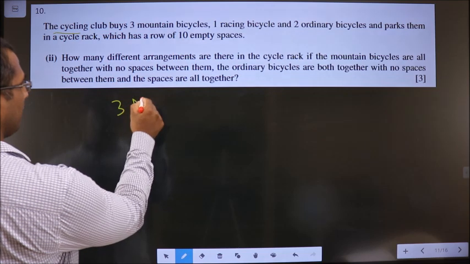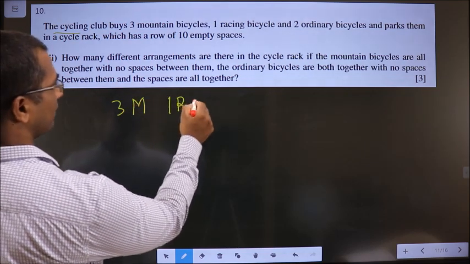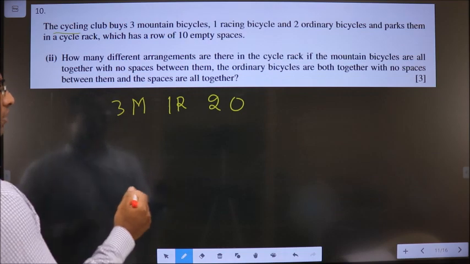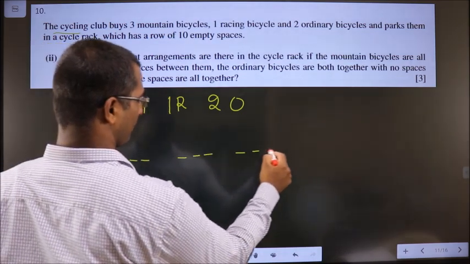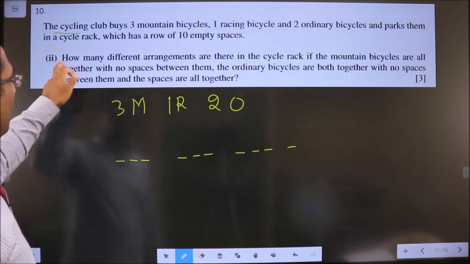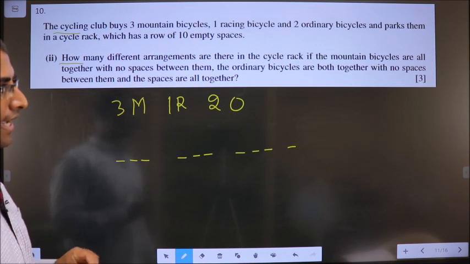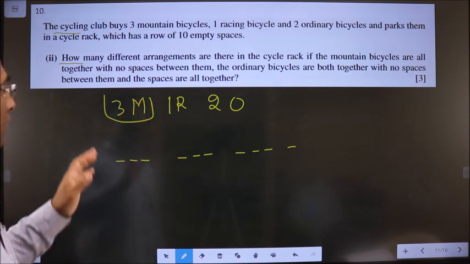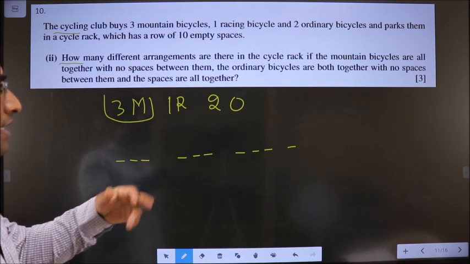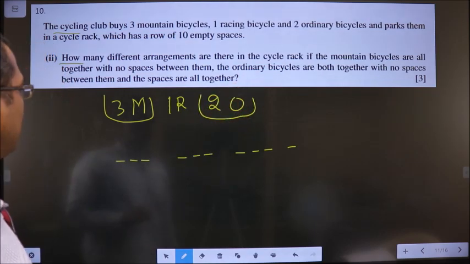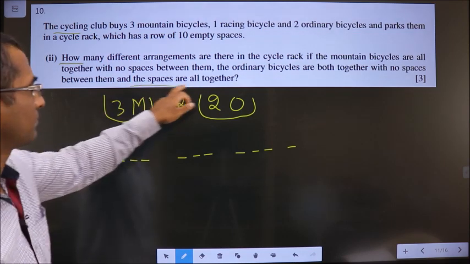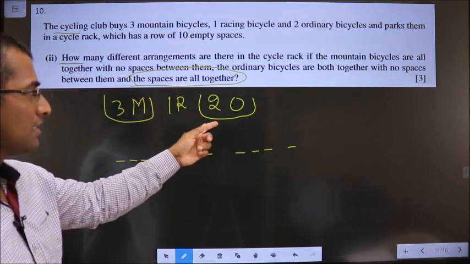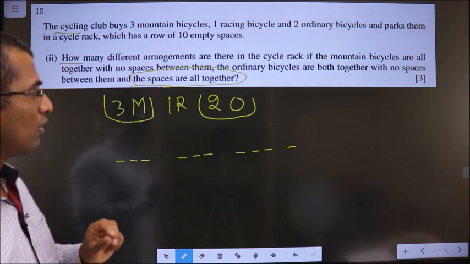Question 10. The cycling club buys 3 mountain bicycles, 1 racing bicycle, 2 ordinary bicycles, and parks them in a cycle rack which has a row of 10 empty spaces. Okay, so 10 blanks. How many different arrangements are there in the cycle rack if the mountain bicycles are all together with no spaces between them, the ordinary bicycles are both together with no spaces between them, and the spaces are all together?